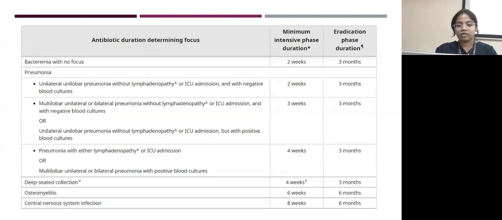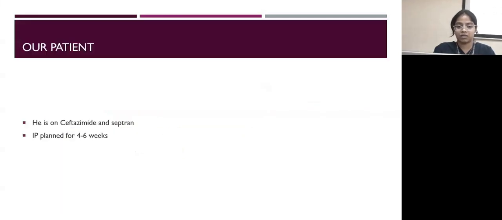So this is roughly showing how each involvement determines the duration for how long we'll give the medications. In case of pneumonia, we'll give for 2 weeks and 3 months. In case of osteomyelitis, for 6 weeks and 6 months. Similar to septic arthritis, we usually give for 6 weeks and the eradication phase for 6 months.